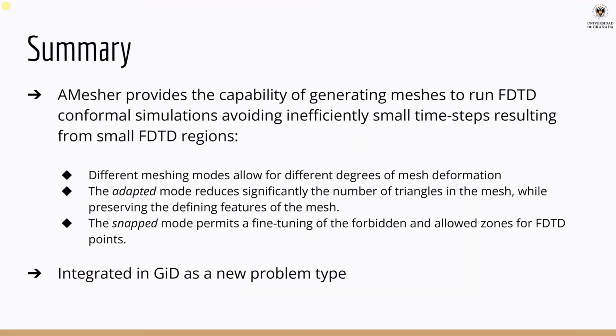So to wrap up, the AMesher provides the capability of generating meshes to run FDTD conformal simulations, avoiding inefficiently small time steps. How? We have different meshing modes that allow for different degrees of mesh simplification. The adapted mode reduces significantly the number of triangles in the mesh while preserving the defining features of the mesh, and reduces the possibility of having very small FDTD edges. And the snap mode permits a fine-tuning of the forbidden and allowed zones for FDTD points.